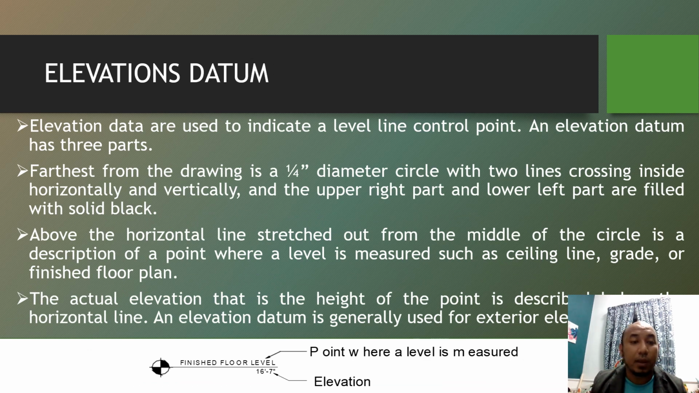The elevation datum. Elevation datum is used to indicate level lines and control points, and the elevation datum has 3 parts. First, a quarter diameter circle with 2 lines crossing inside, horizontal and vertical, and the upper right part and the lower left part are filled with solid black. Above the horizontal line stretched out from the middle of the circle is a description of the point where the level is measured, such as ceiling line, grade, or finished floor plan. The actual elevation, that is the height of the point, is described below the horizontal line. Elevation datum is generally used for exterior elevation. So this is an example. At point P here, the level is measured. Second is the elevation datum.